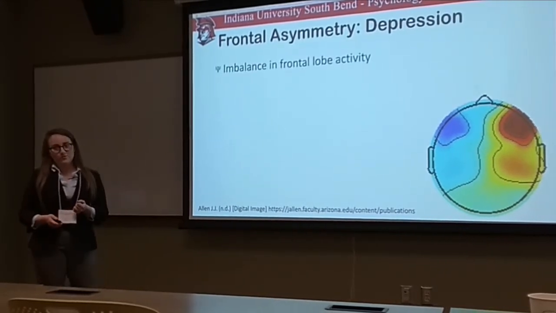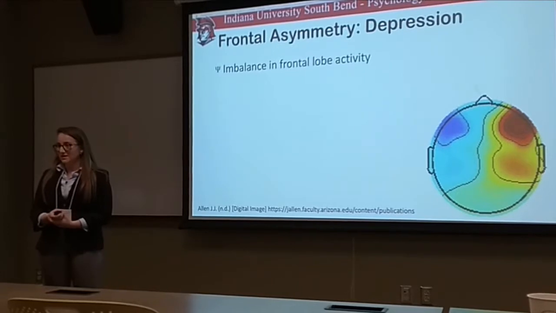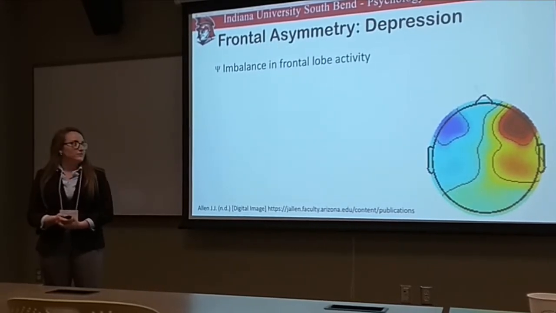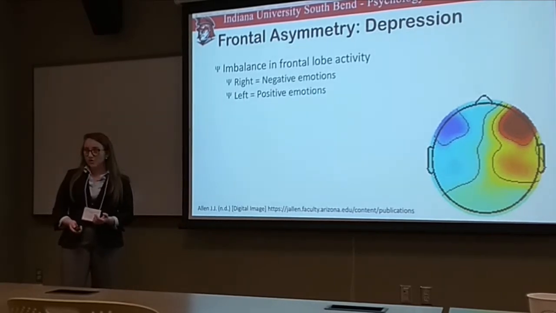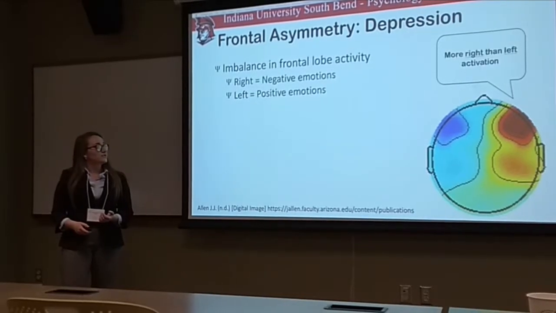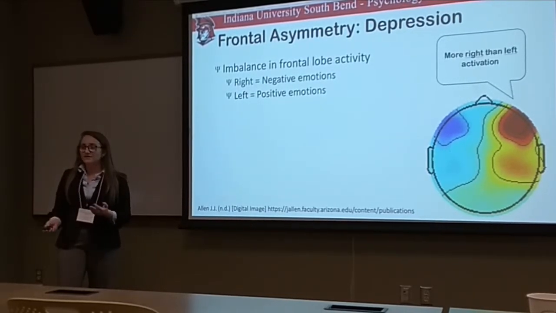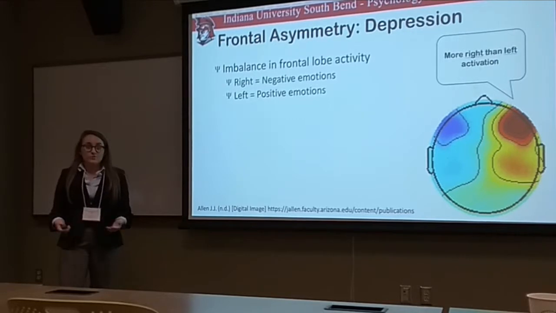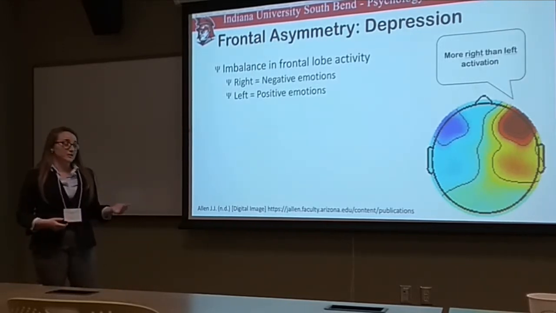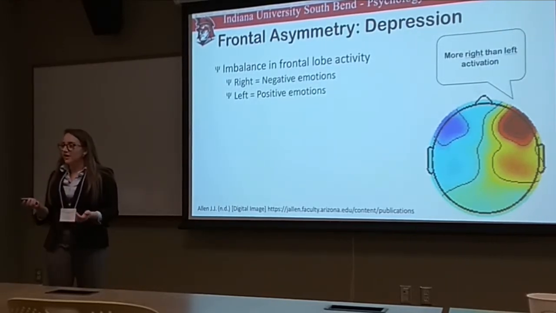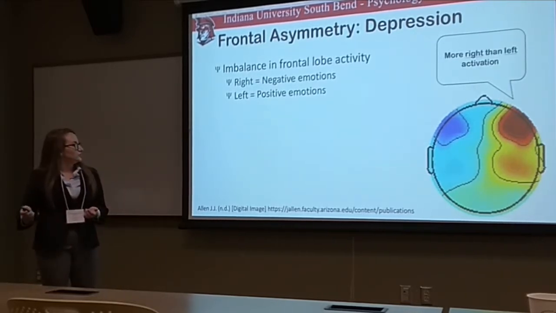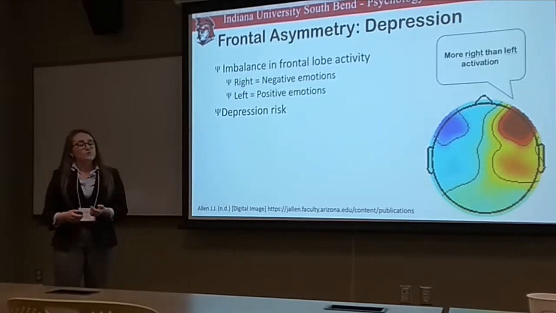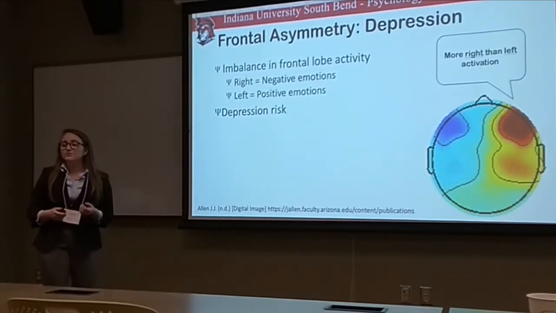And basically, frontal lobe asymmetry is an imbalance of activity in the frontal lobes. And typically, the right frontal lobe is associated with negative emotions, and the left frontal lobe is associated with positive emotions. And people with major depression tend to have more right frontal lobe activity than left frontal lobe activity, which makes sense as to why they'd be experiencing low mood or sadness, because there's more activity in that right frontal lobe with the negative emotions there and less positive emotions.